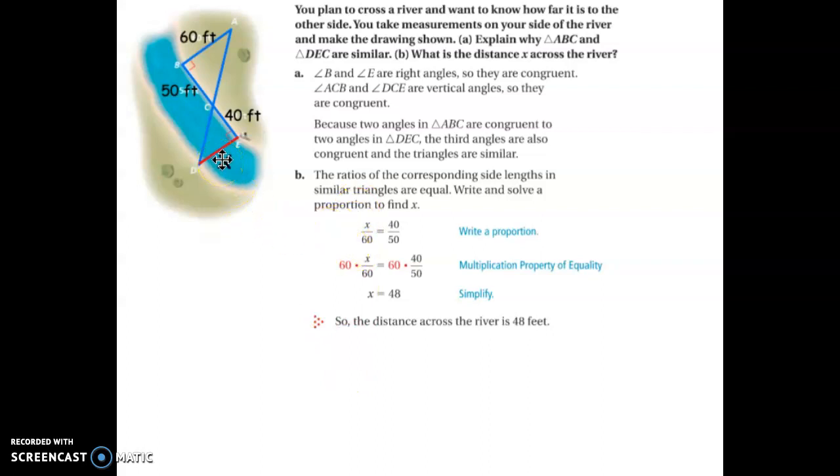So X is going to be what I would normally call A. So we're going to compare X over 60 and 40 over 50. We're going to cross multiply, okay, and we're going to be left with X equaling 48. And so the distance across the river is 48 feet. So the length of that right there is 48 feet. That is really cool. I would make sure you have that in your notes. I would study that. I would know how to set up the proportions, and that you're going to see something very similar to that on a test. All right, trying to help you out there.